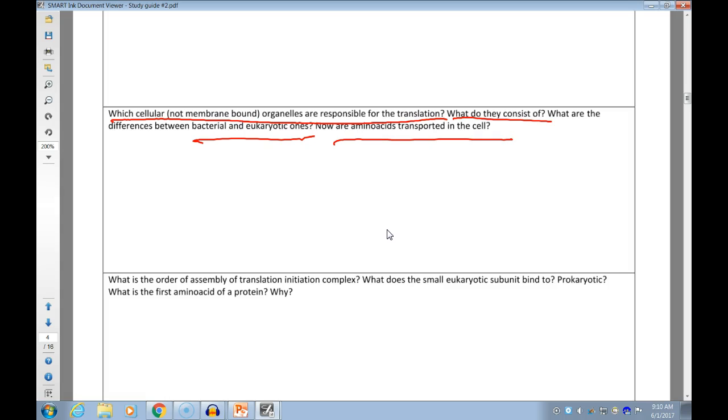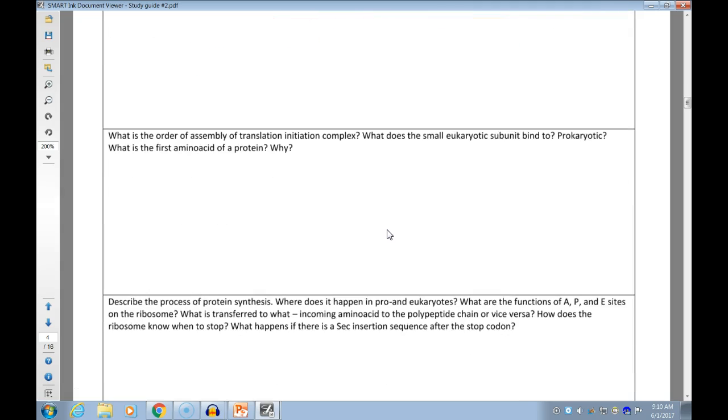How are amino acids transported in the cell? What moves amino acids in the cell? tRNA.